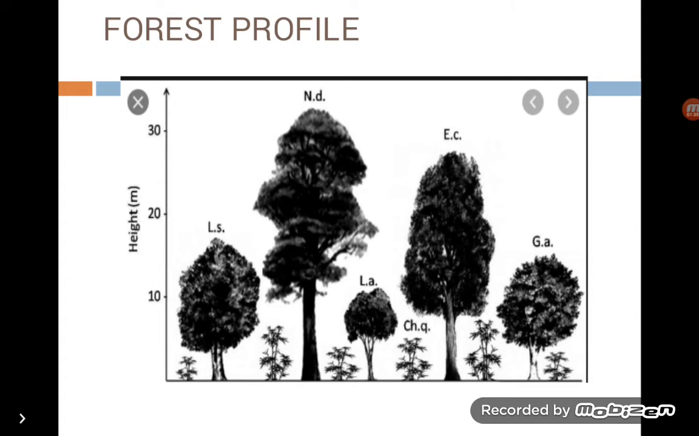The topmost layer of the forest is known as the emergent layer. This layer is at a height of 40 meters from the ground and receives maximum sunlight. Birds of prey such as eagle and hawk live here, as it is easier for them to spot their prey.